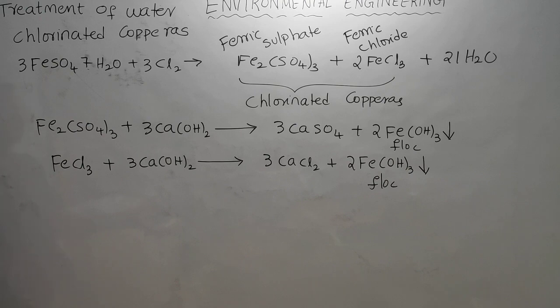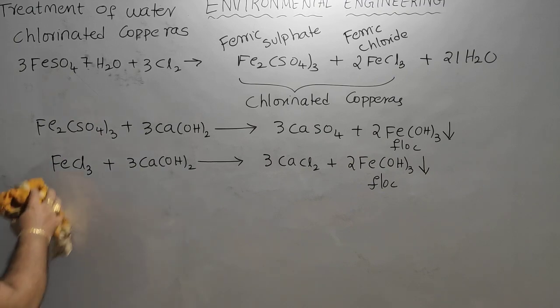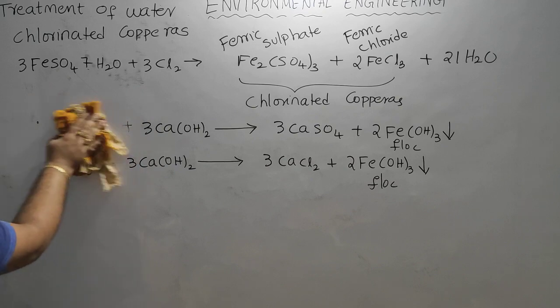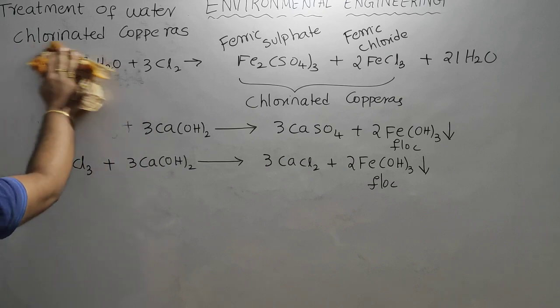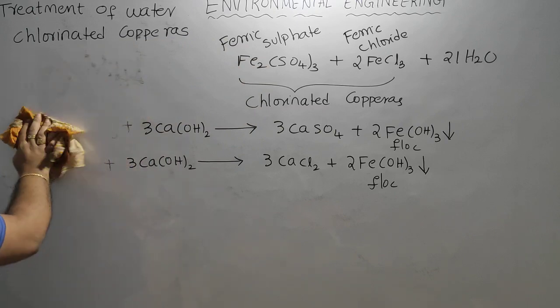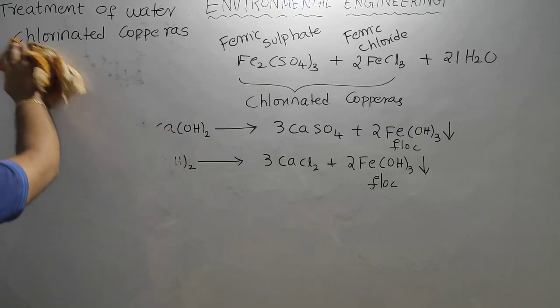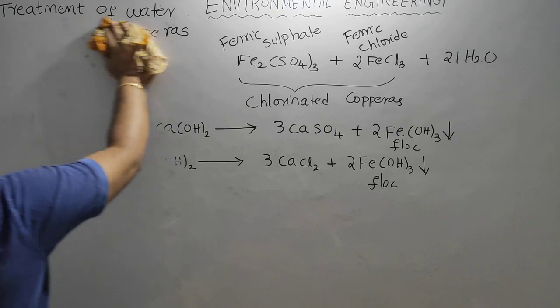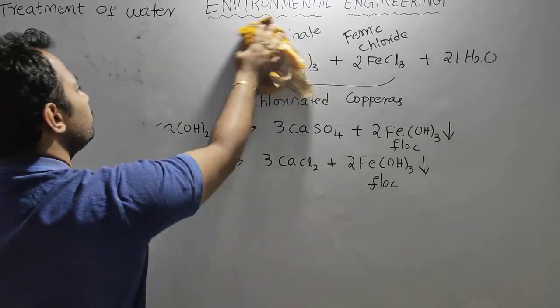So these are the reactions for chlorinated copperas. Nothing much important in this. Only the reactions from there. What chlorinated copperas is and all these things may be needed for the examination, though not that important. So next is sodium aluminate.